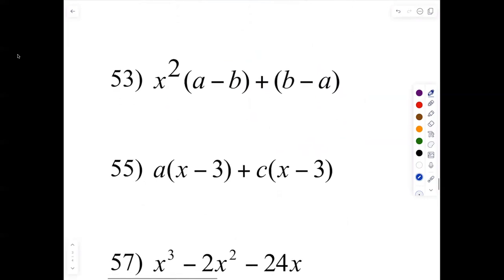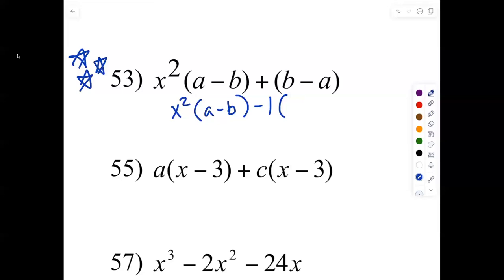53, fancy one. All right, we have to factor out the what here? The -1. So let's do 53 because it's kind of hard to see. Everybody, this is like a 3-star. So factor out a -1. When I factor out a -1, everybody's supposed to write x squared, parentheses, a minus b, -1. And then we're going to rewrite it as a minus b. For those of you guys who were listening, understand that.